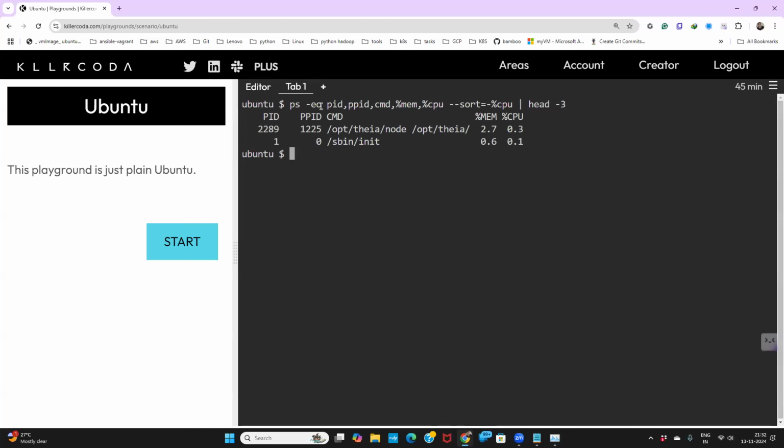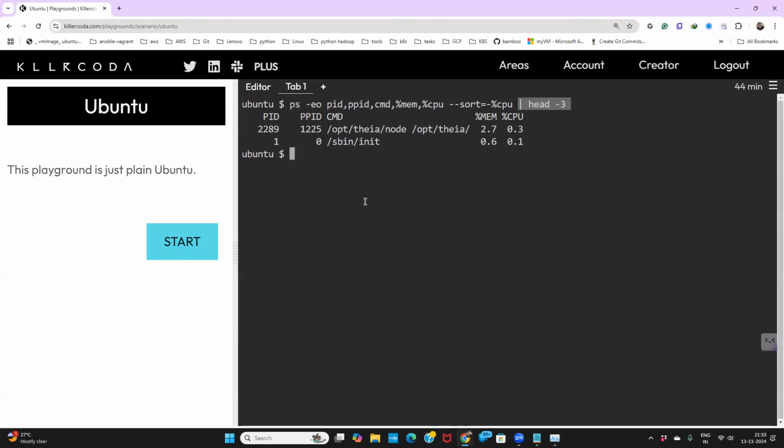Is this clear what is meant by ps -e? The e means it will select all the processes. The o means output format. Which format do you require? First I need PID, PPID, command, then memory consumption, CPU consumption, sorted by CPU. If you require the head command, you can use it to get the top lines. Now we can identify which process is consuming more CPU or more memory.